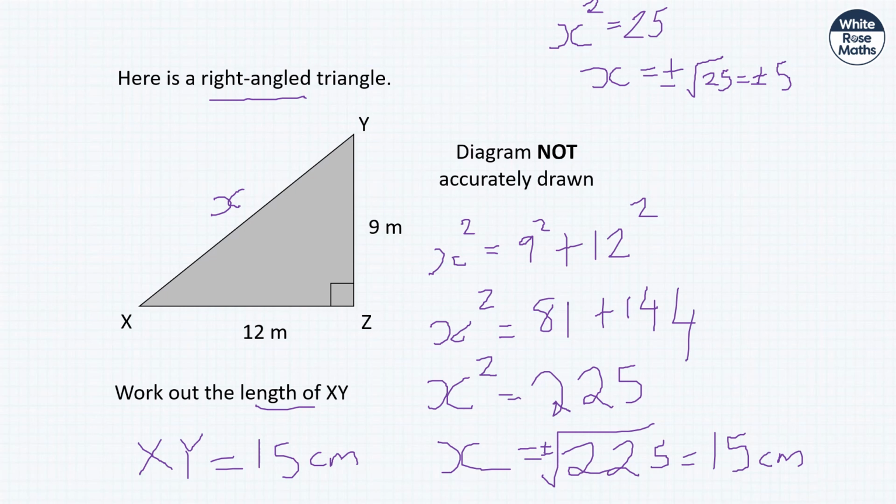You might get a negative length, and part B might ask you, why can it not be minus 15? Because I cannot have a negative length. So it's these little common mistakes, common misconceptions, to deal with.